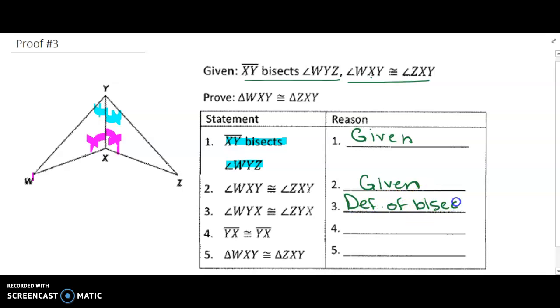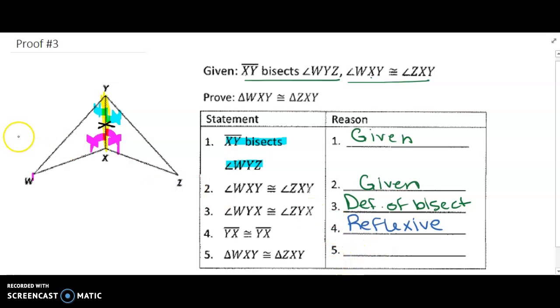Remember we did that on day 1. If something bisects an angle, it cuts it into 2 equal parts, 2 equal smaller congruent angles. Now when I look at this figure, I should put an X on the side because I know they share this side. This is like a freebie, guys. This is number 1 on our hints. So I can say that YX is congruent to YX. That's just the reflexive property.